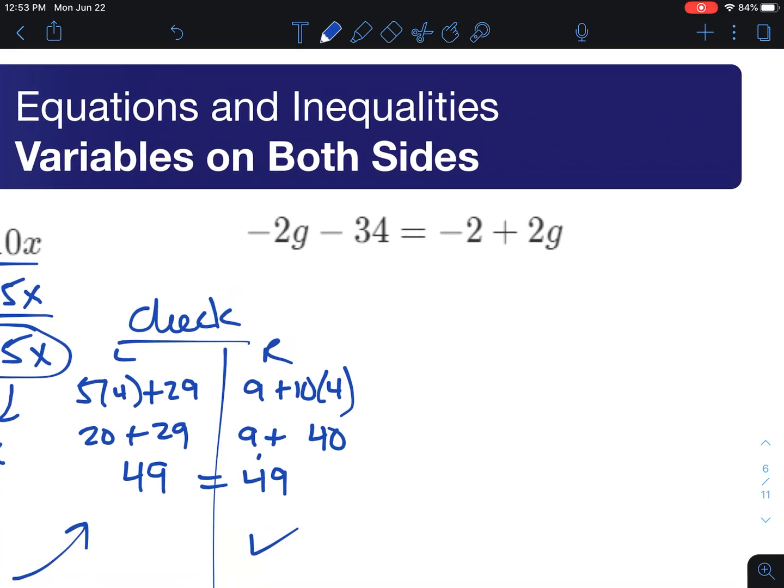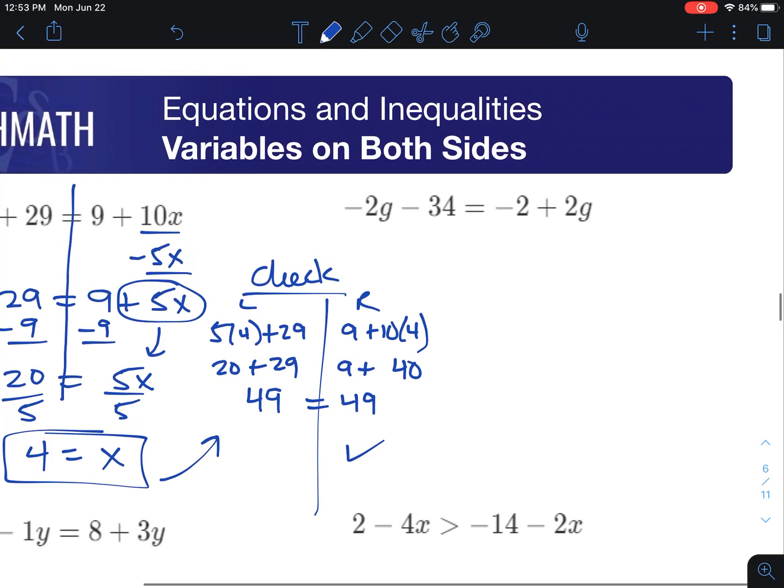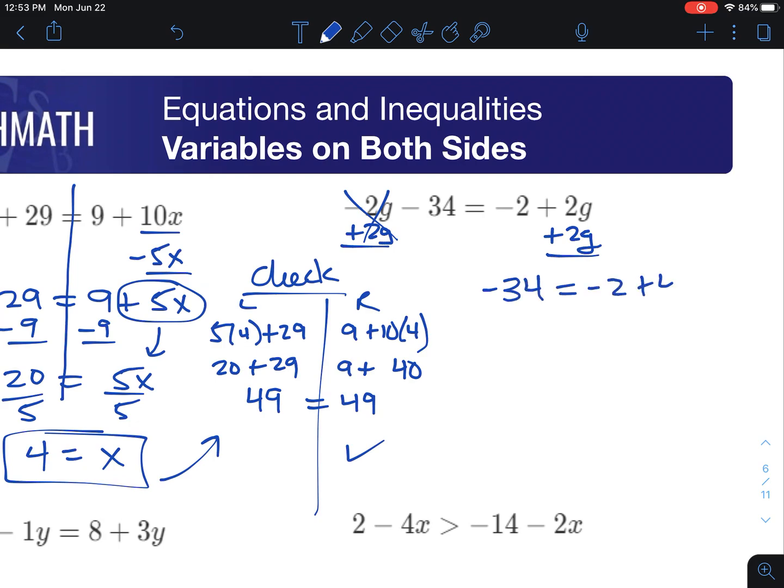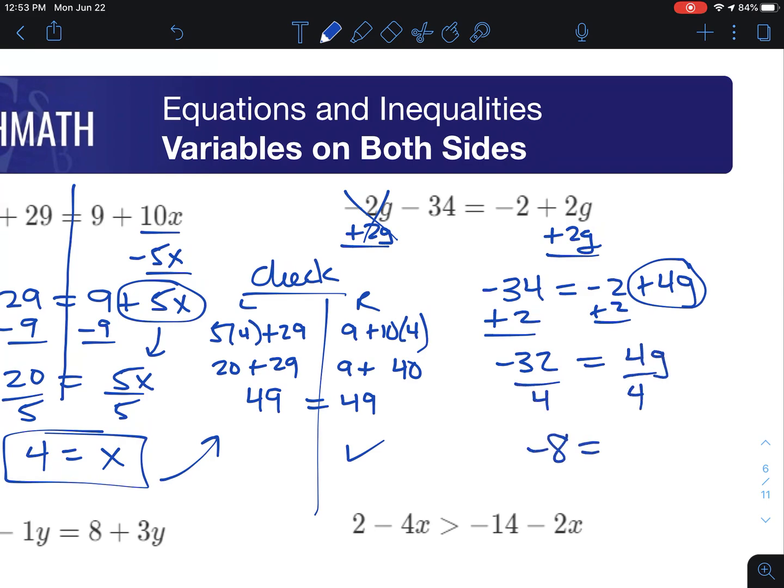For the next one, it works the same way for any letter, any variable. So we're going to use g. Same idea. So we're going to move the g's. The smaller g is over here, negative 2g, so I'm going to move it by adding. So now it just equals, so negative 34 equals negative 2 plus 4g. Back to a two-step. Can't touch this. Move the negative 2 by adding it. You get negative 32 equals 4g. Divide both sides by 4, and you're done. Negative 8 equals g.